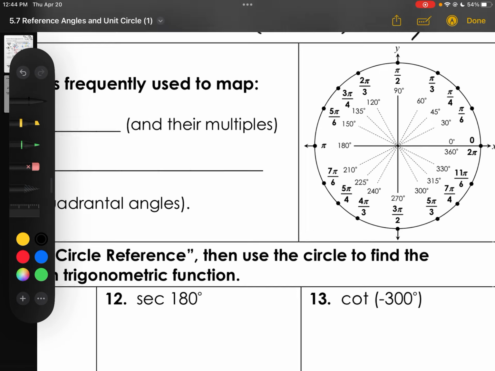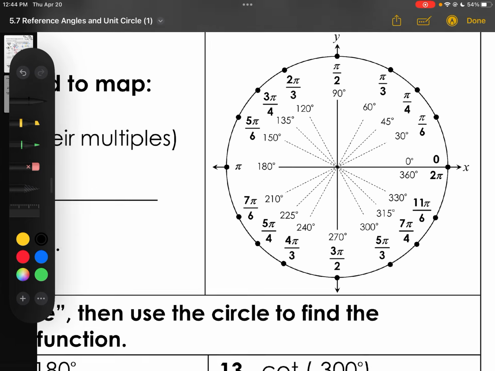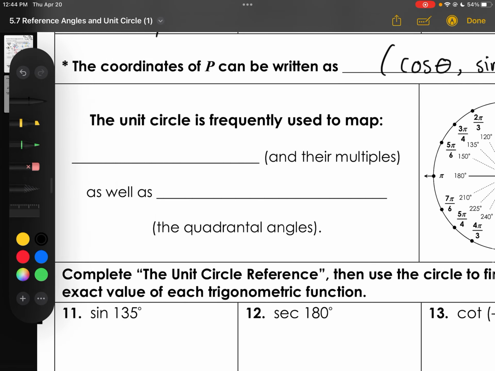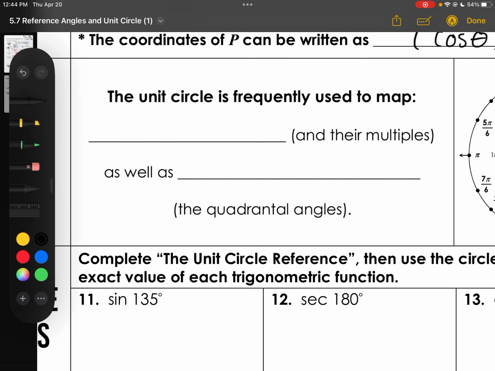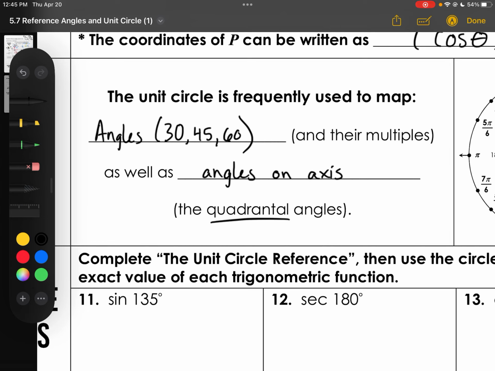The unit circle is off to the right over here. It's not fully filled in, so we'll be able to develop that as we go. It's frequently used to map angles 30, 60, and 45, and their multiples, and it can also map angles on the axis. The angles on the axis are the quadrantal angles. Those are, for example, 90, 180, 270, and so on.